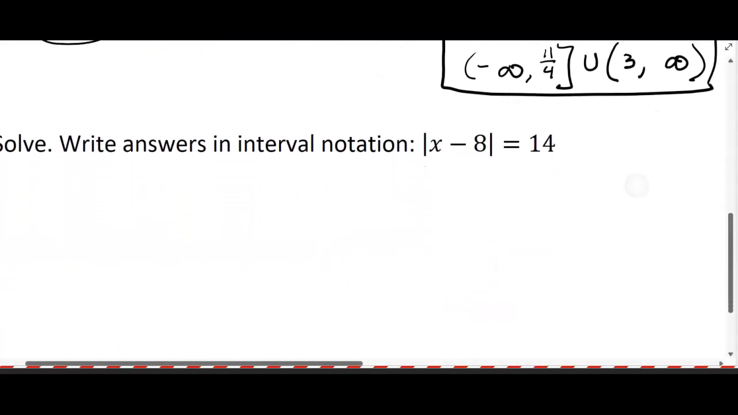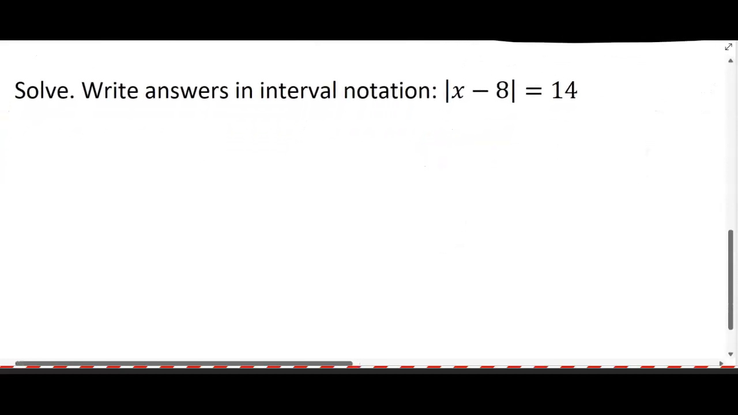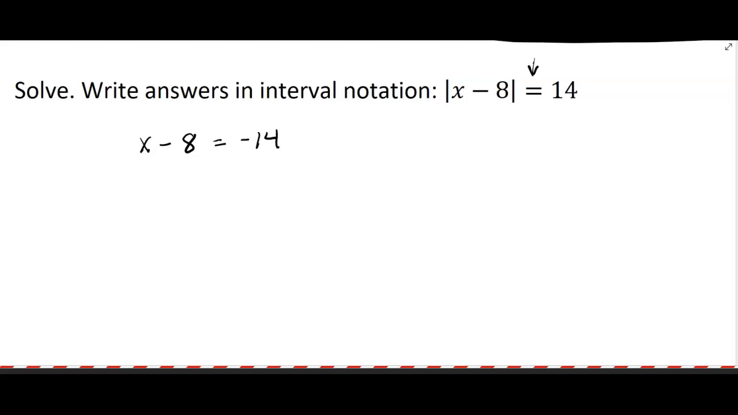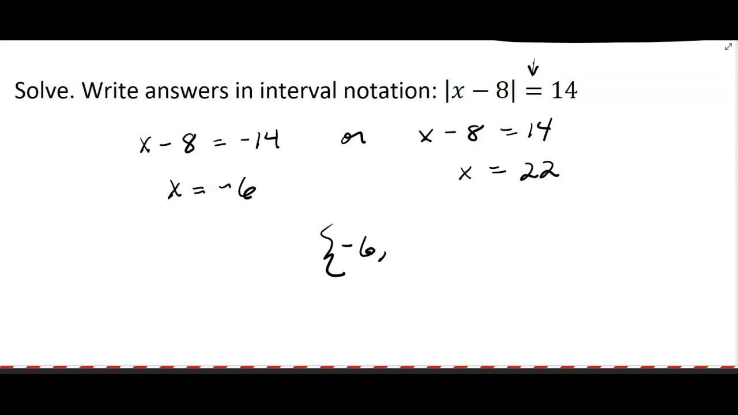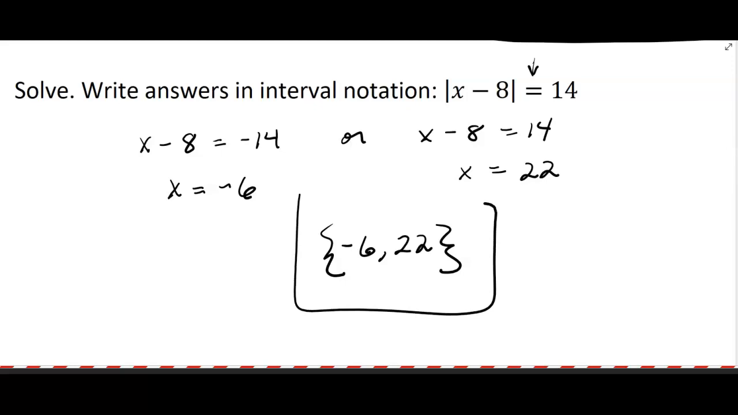All right, now we have an absolute value equation. When it's an equation, there are two cases. Either the absolute value stuff, which is x minus 8, equals negative 14, or the absolute value stuff, x minus 8, equals positive 14. You add 8 to both sides, you're going to get x equals negative 6. You add 8 to both sides, you're going to get x equals 22. Two distinct answers. This is a solution set, and you get negative 6 and 22.